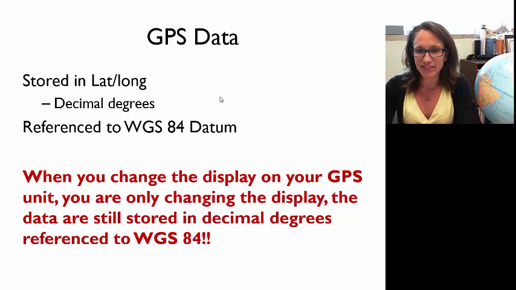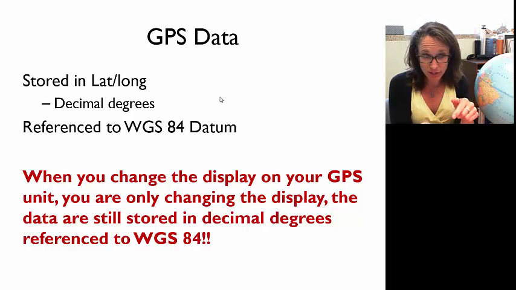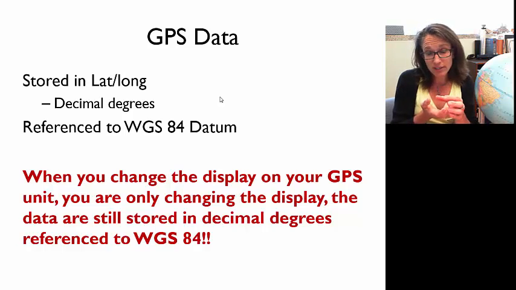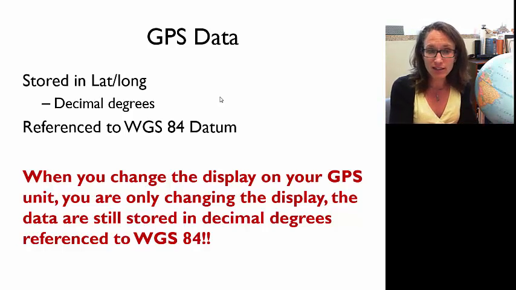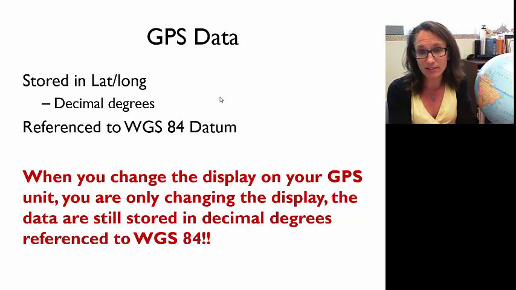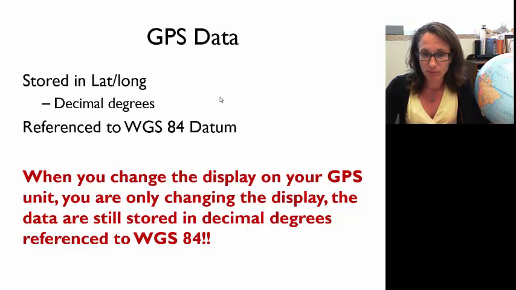And like I said, to refresh, GPS data are stored in latitude, longitude, decimal degrees, referenced to the WGS 84 datum. If you change the display, so you're out with your GPS unit, and you change what the coordinates are showing on the screen, you're just telling the receiver, take that raw data, convert it to UTM or whatever coordinates you want, show it to me in UTM, but your GPS receiver is still keeping those data in lat long. When you transfer your data off your GPS unit, it's still in lat long, decimal degrees, WGS 84. It's not until you export to ArcGIS that you'll change that. So that's an important thing to keep in mind through the semester as we work with these data.